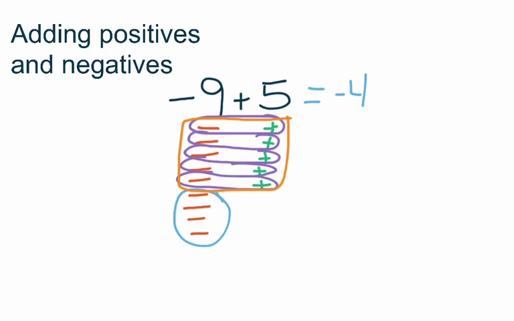Another strategy for thinking this problem through is thinking about teams, okay? So if we had a negative team and a positive team, and the negative team has 9, the positive team has 5, which team has more? Oh, the negative team has more, so that tells us our answer is negative. And how many more does the negative team have? Well, if the negative team has 9 and the positive team has 5, the negative team has 4 more negatives than the positive team has positives. So we have an answer of -4.